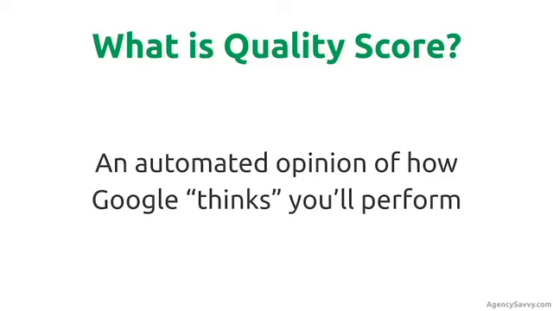Now, we're getting towards the end of the course, so I thought I'd chuck in a couple more sort of advanced concepts. And one of those is the idea of quality score. So every keyword in your account is given this score between 1 and 10, and it is an automated opinion of how Google thinks that particular keyword is going to perform. Sometimes it gets it wrong, and it adjusts over time, and that score moves.